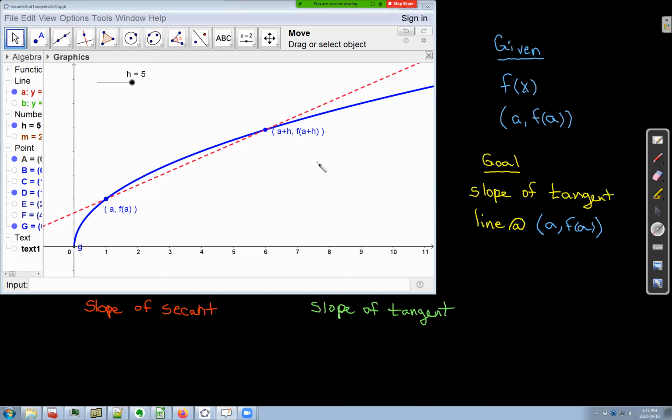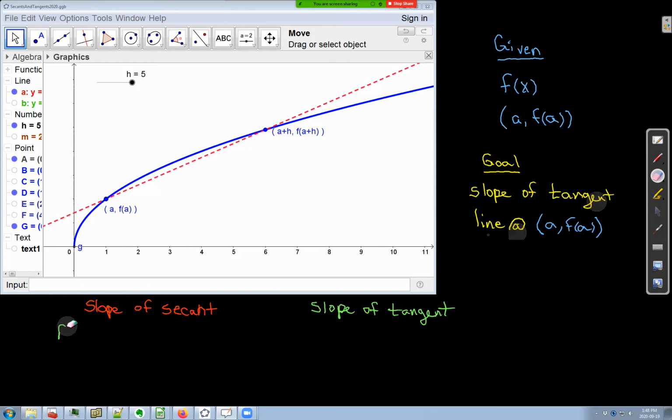And so what's the good news? The good news is we can find the slope of this red secant line because we know two points. We know this point and we know this point. So we can find the slope of the secant line. Why don't we just write that down? The slope of the secant line is, oops, I want to change to red.